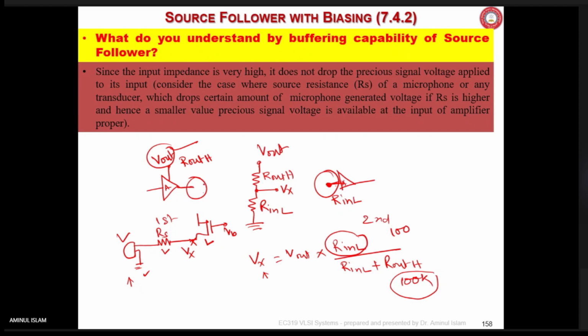You are putting a buffer here. This is, say, your source follower. Its input impedance Rin is very high, so it is matching with this, and it has a low output impedance, so it is also matching with this. So the drop of V out is not going to occur. That is the main idea of buffering.